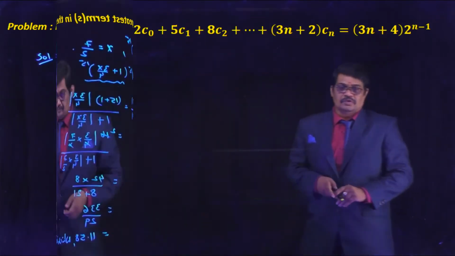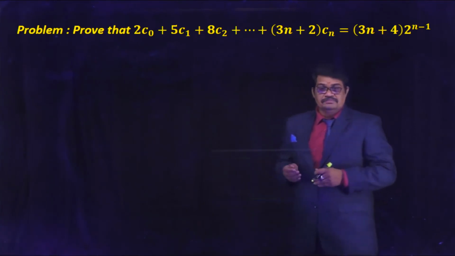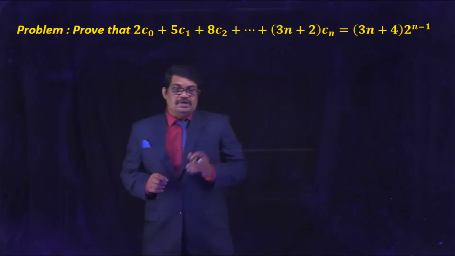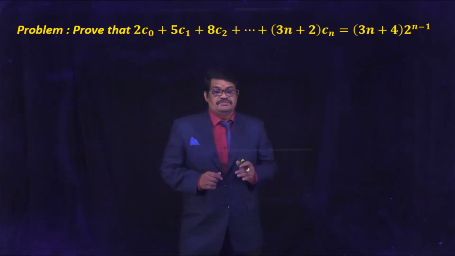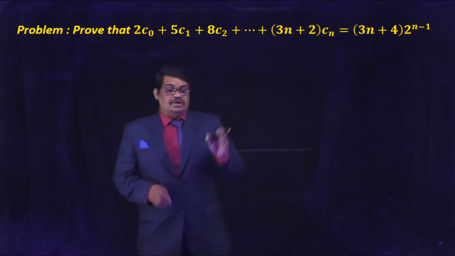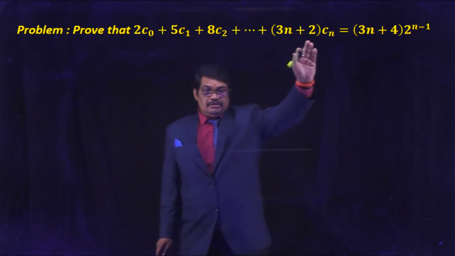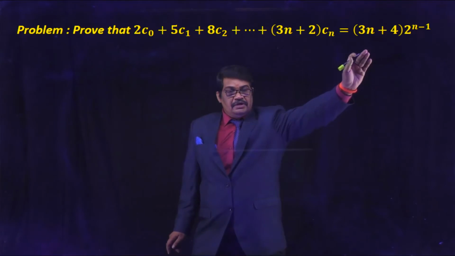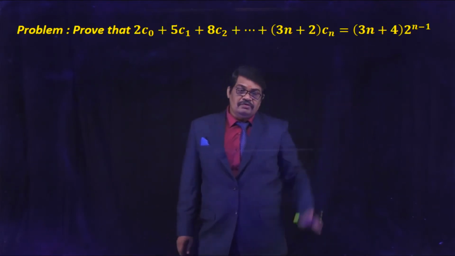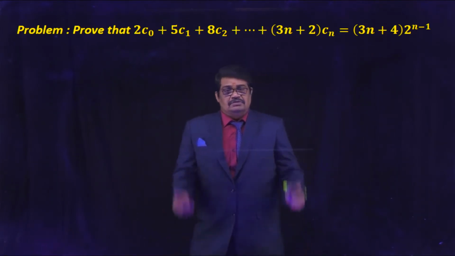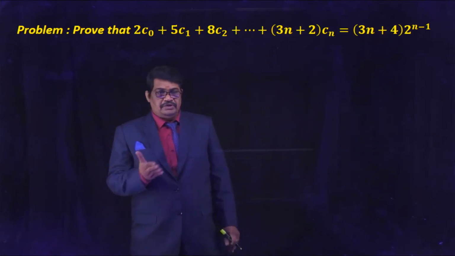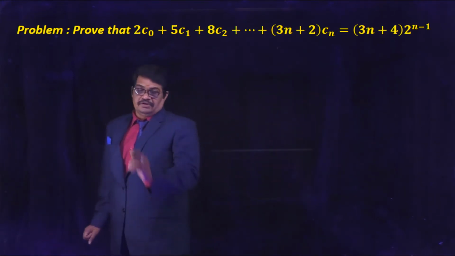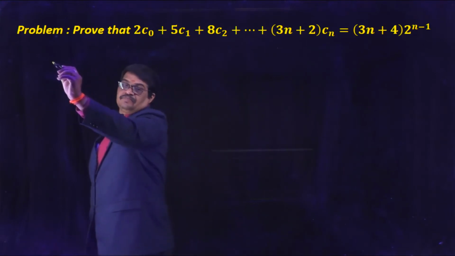Okay, see another problem. Prove that the series 2C0 + 5C1 + 8C2 and so on, up to (3n + 2)Cn, is equal to (3n + 4) into 2 to the power of n minus 1. So this is our proving result. Now we have taken the LHS. Okay, see the solution.